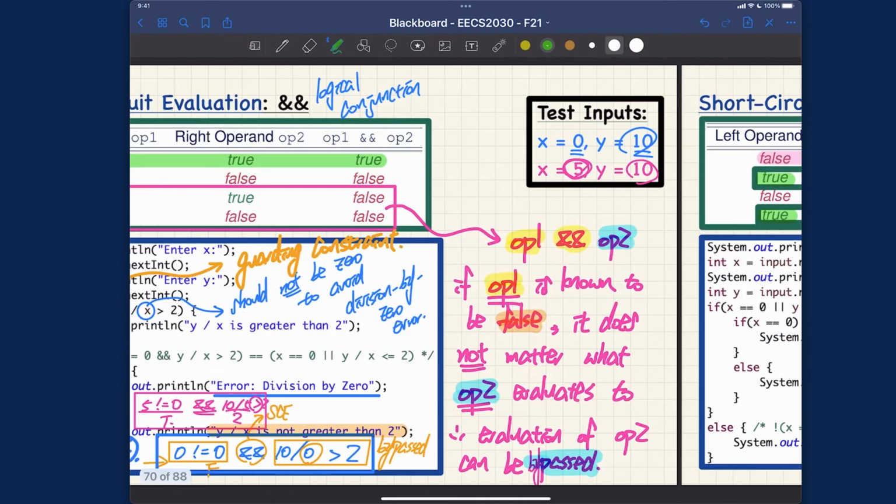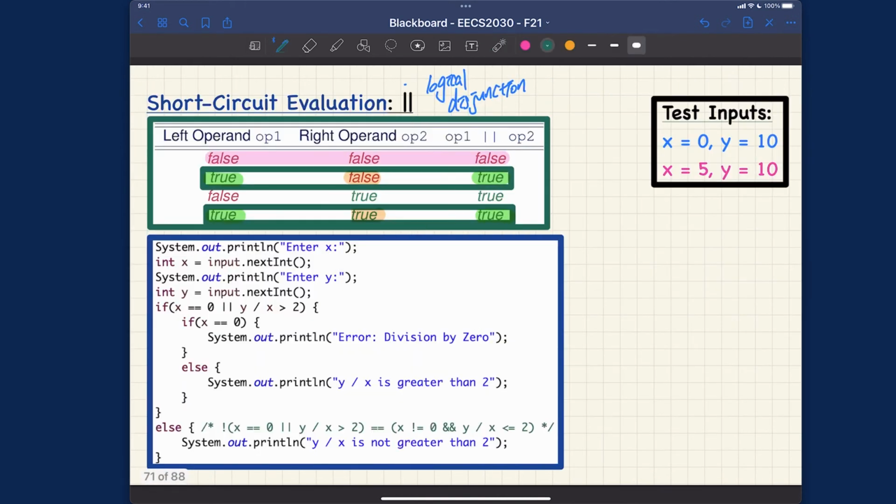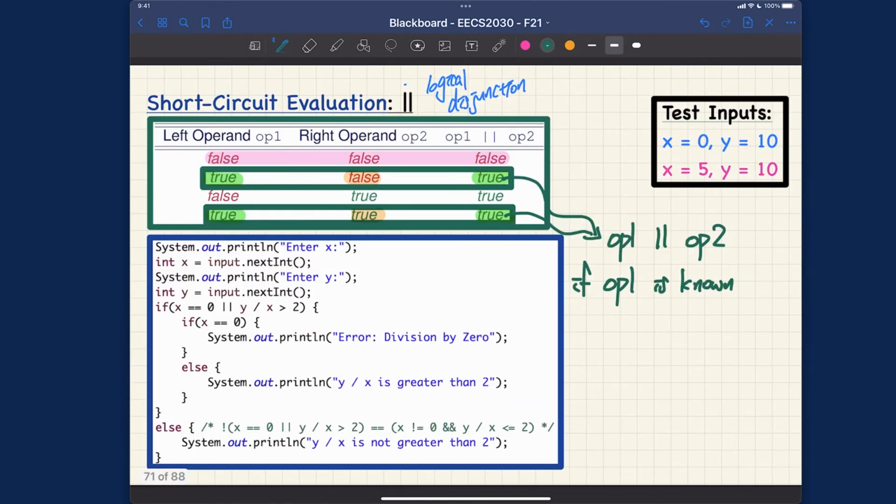So what we did earlier was about some observation for conjunction, and let's now do the same for disjunction. Let me write it down. Okay. So we talk about operand number 1 or operand number 2. If operand number 1 is known to be true, as opposed to known to be false, right? In the case of conjunction, it's known to be true.